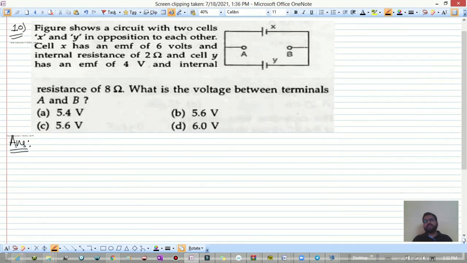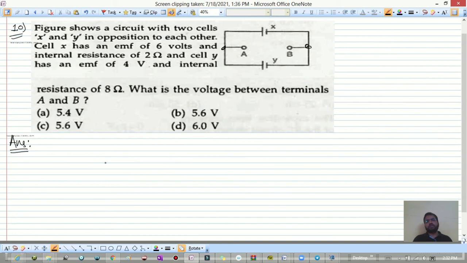Okay, so in this 10th question it is given: the figure shows a circuit with two cells X and Y in opposition to each other. Cell X has EMF 6 volt and the internal resistance is given. Cell Y has an EMF 4 volt and internal resistance is given. What is the voltage between the terminals A and B? So we want the voltage across this. I'll just draw the circuit. It will be X, that indicates 6 volts, and this will be internal resistance 2 ohm. Then we have this 4 volt and internal resistance 8 ohm.